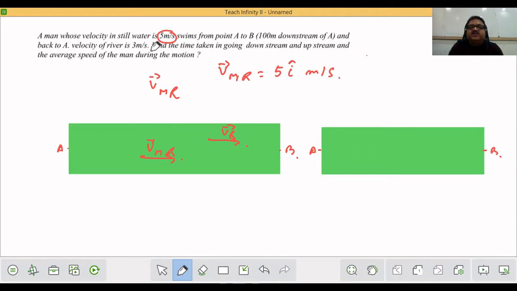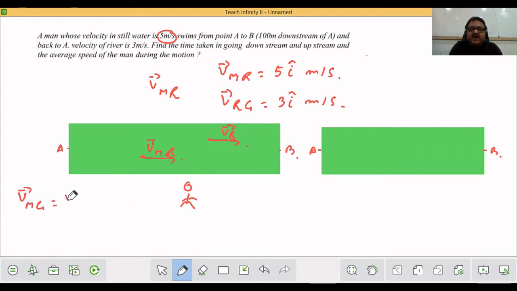And the velocity of the river is 3 meters per second. That means the velocity of the river with respect to the ground is 3 i cap meter per second. So if I think about an observer standing here, to the observer, what is the velocity of the man? Velocity of the man with respect to the ground would be what?